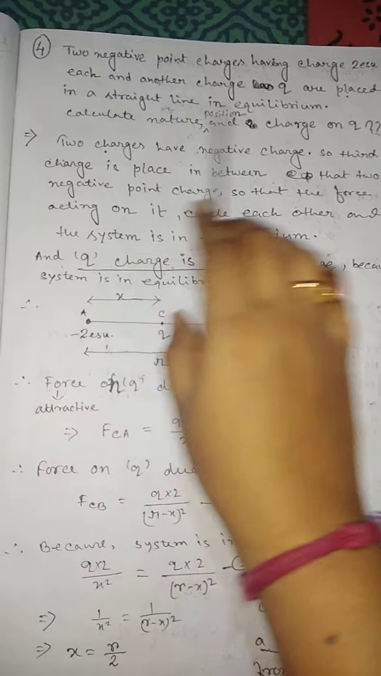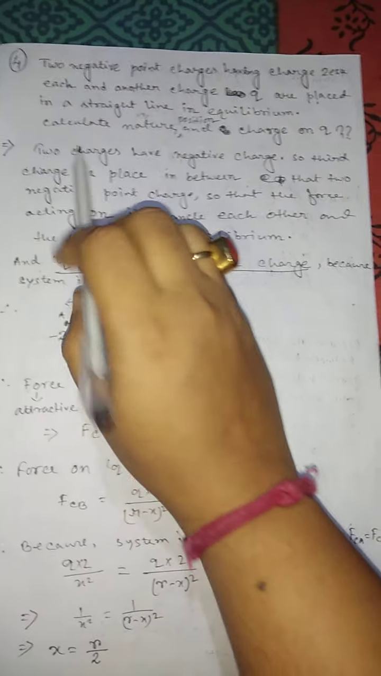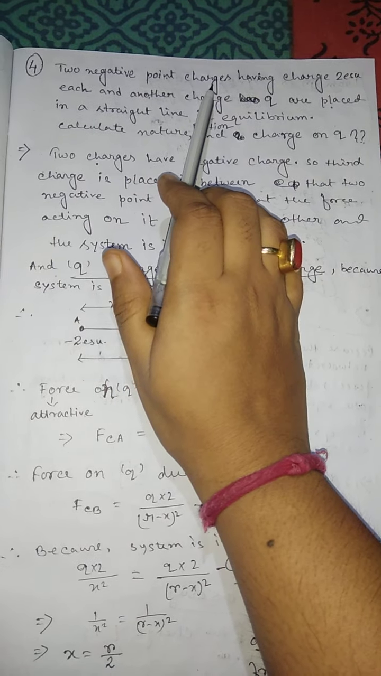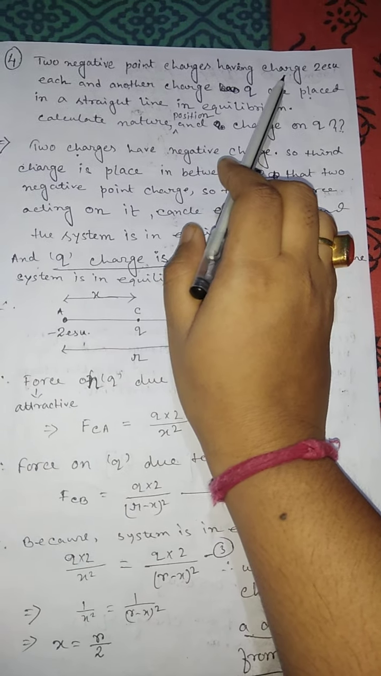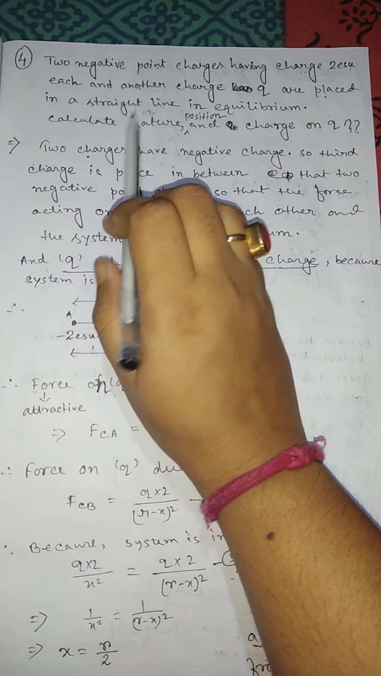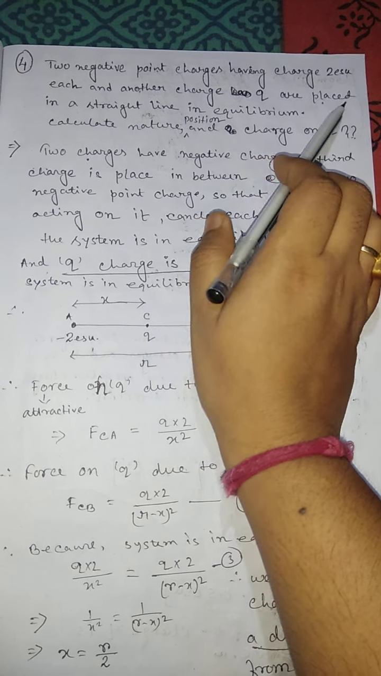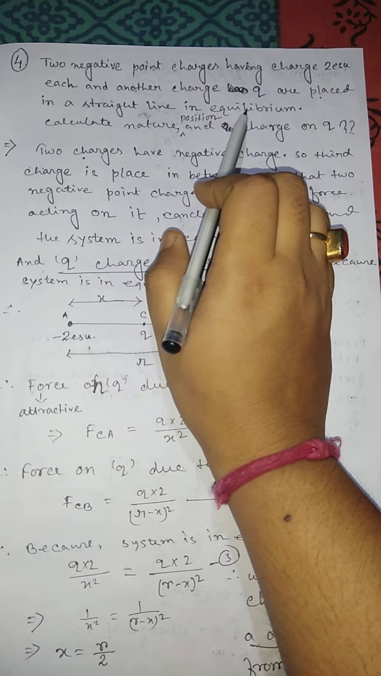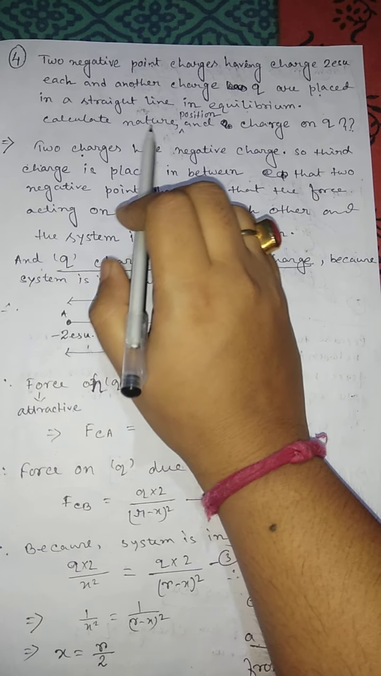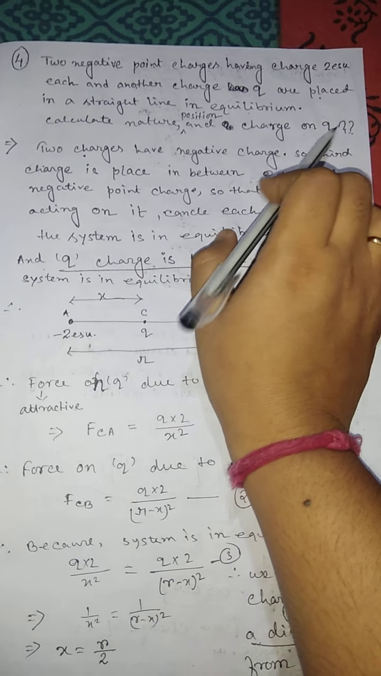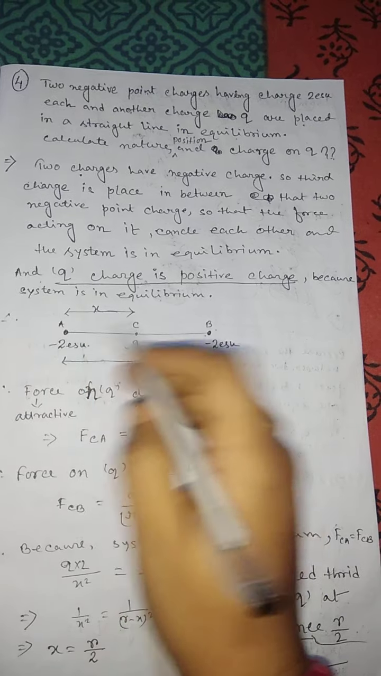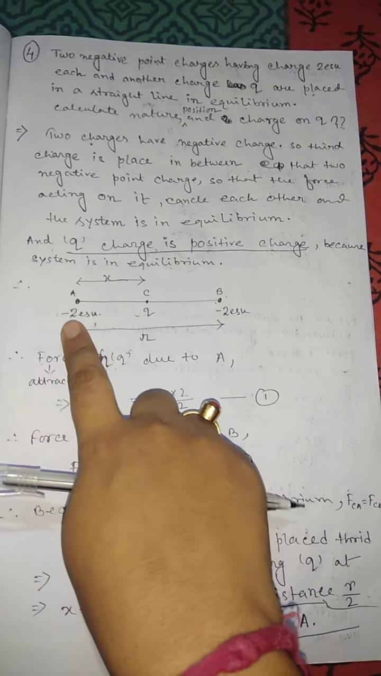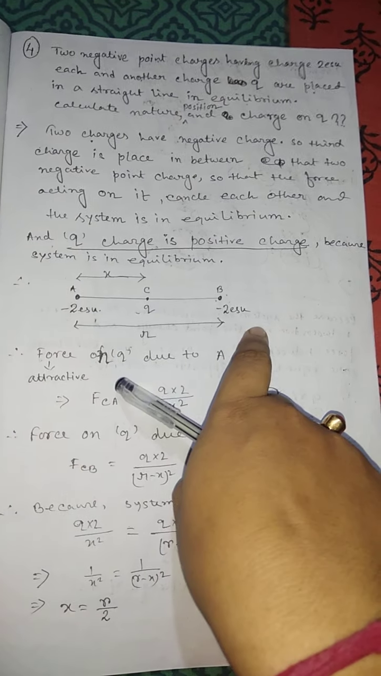This is very important. This type of numerical also comes in board's questions. Two negative point charges, here two point charges are negative, having equal charge 2 ESU each, and another charge Q are placed in a straight line in equilibrium. Calculate nature, position and charge on Q. So two charges, suppose we consider 2 points A and B, and these two contain negative point charges having charge minus 2 ESU, minus 2 ESU.